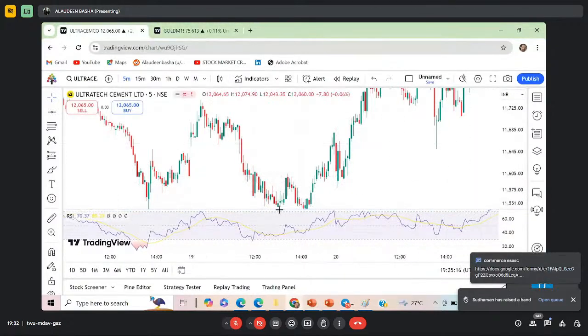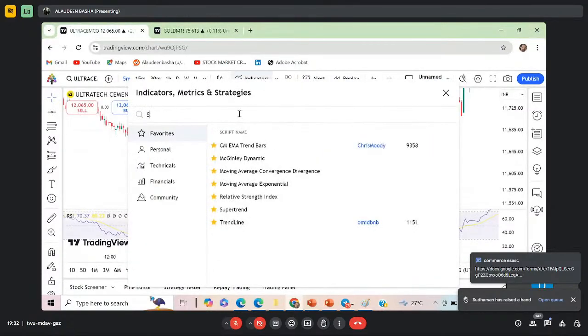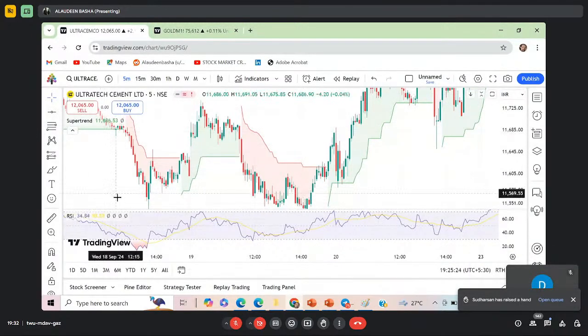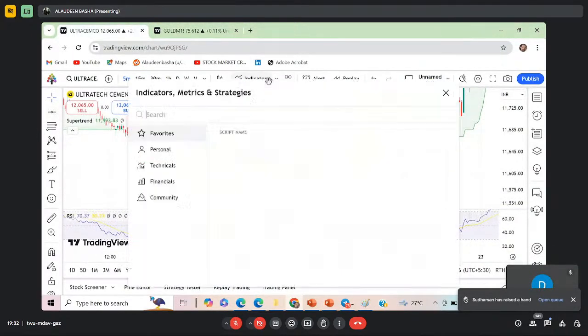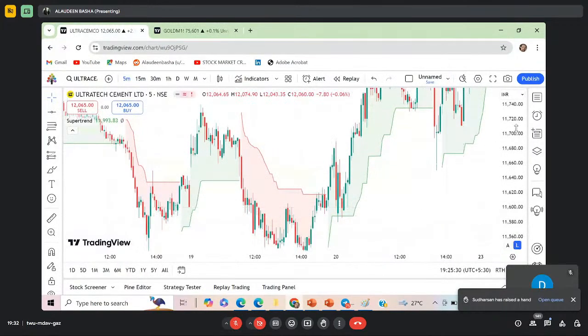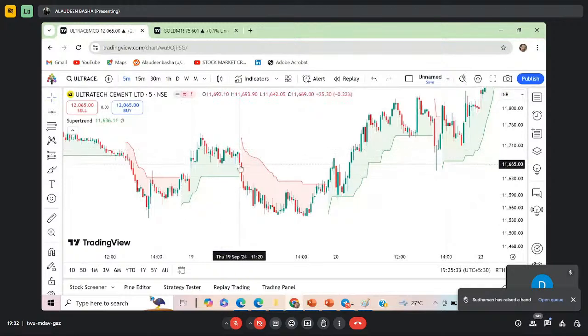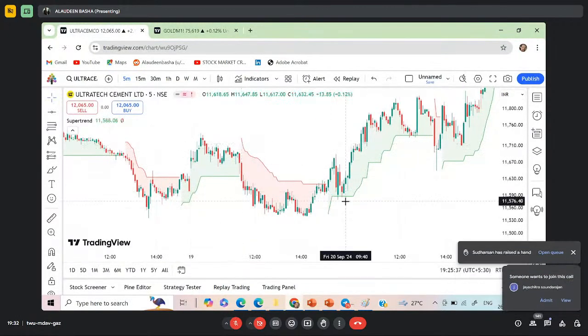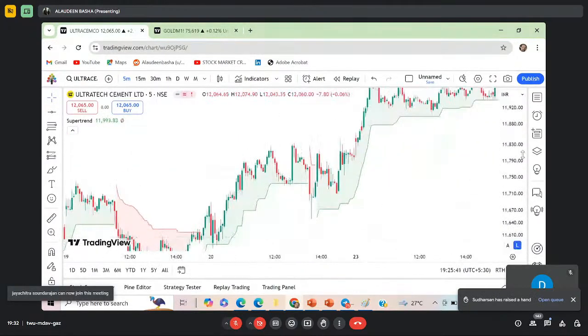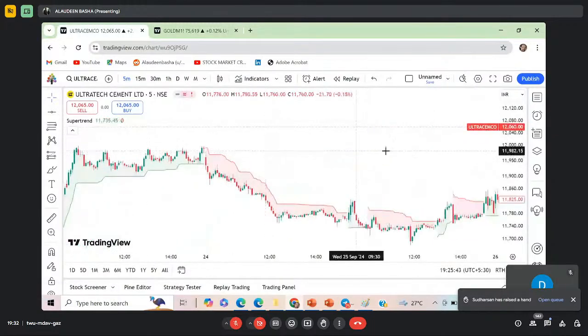And the second one, we'll add Supertrend. Similarly, once a red mark occurs in this chart pattern, you go for sell. Once it converts to a green line, you go for buy. For example, you can take today's scenario.